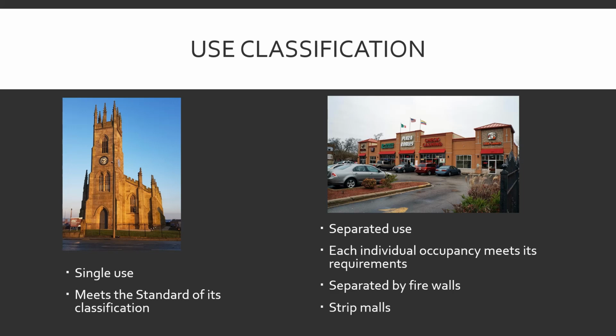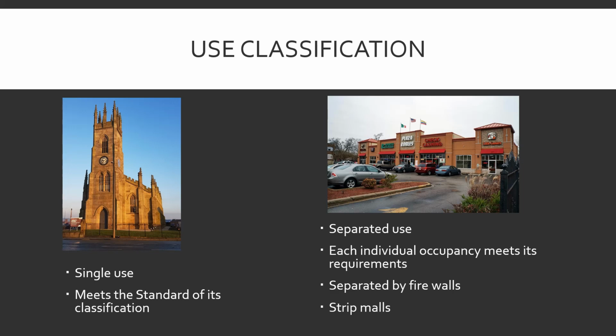On the other hand, we have our separated use occupancies. These are like your strip malls, where they consist of several buildings, or one big building with different little outlets in it. And these, each individual occupancy has to meet the requirements of its occupancy.